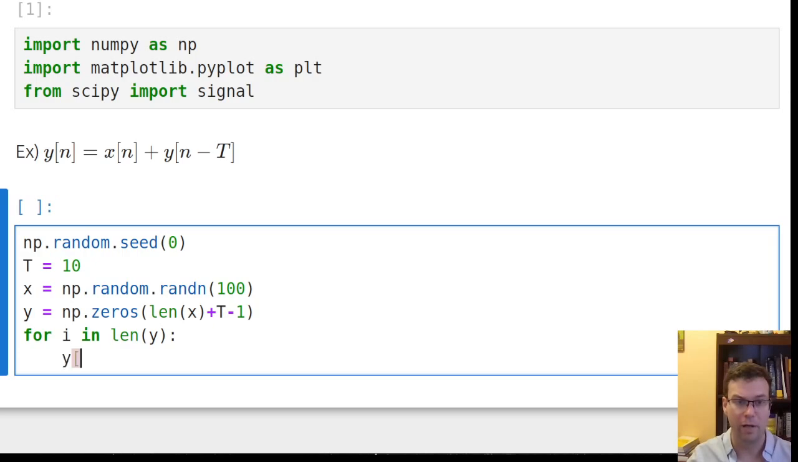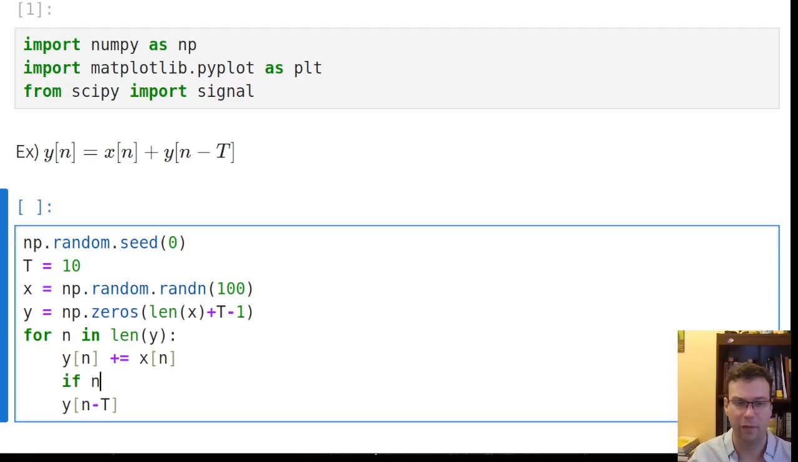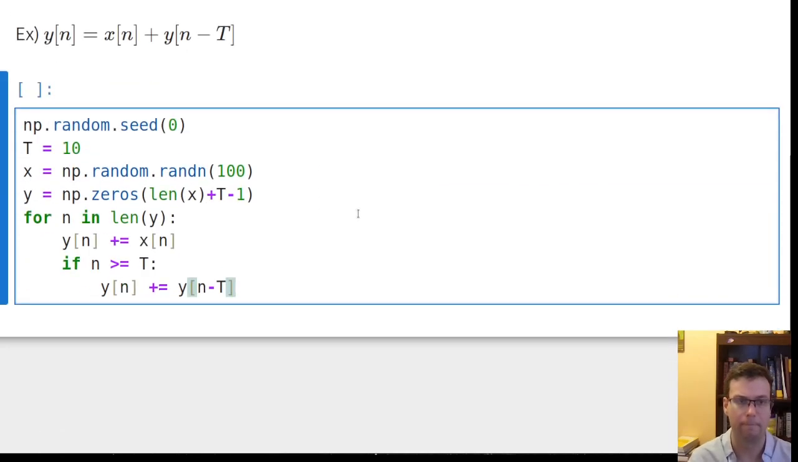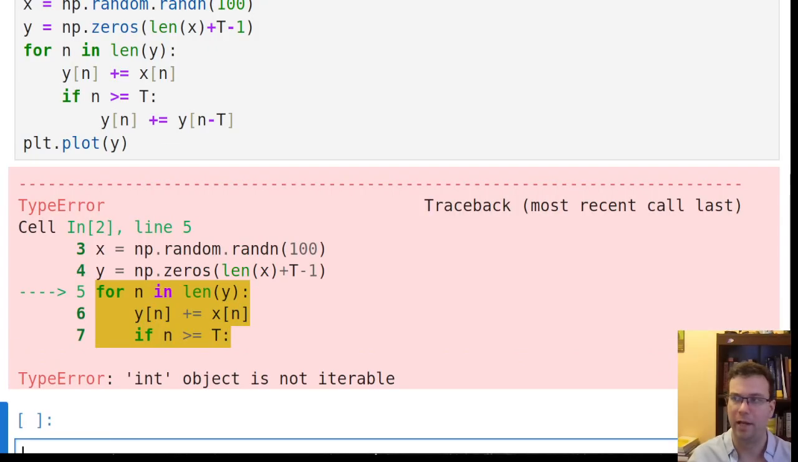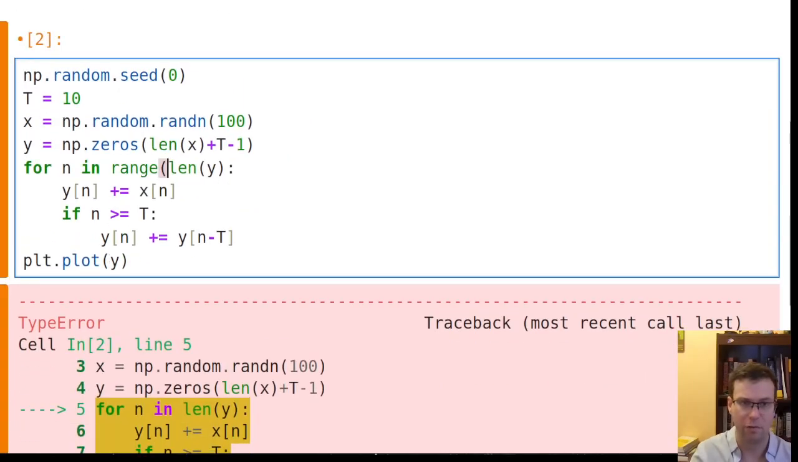I'll say, y of n plus equals x of n, let me use n here to be consistent with the equation, plus y of n minus t. Now let me be a little bit careful here, because at the beginning there's nothing to feed back, nothing has happened yet. So maybe I'll say if n is greater than or equal to t, then y of n plus equals y of n minus t. Okay, so that's going to do that equation. And so let's have a look at what that gives us here. Whoops, I meant to say for n in range, like the y.